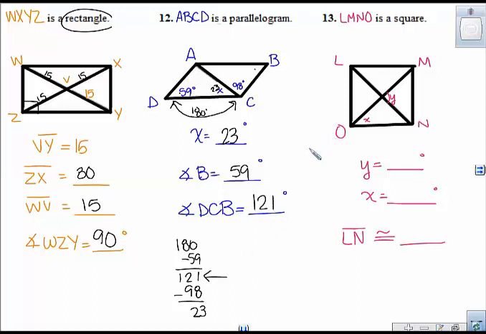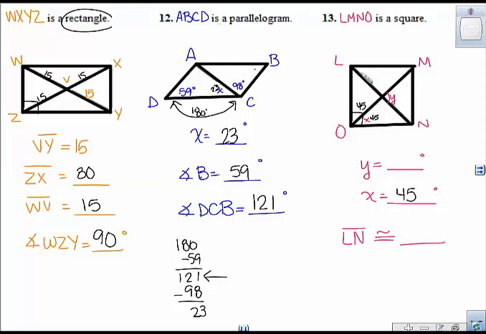The next example asks us to find angle X and angle Y, and they tell us that LMNO is a square. So we know that this entire angle is 90 because all the angles of a square are 90 degrees. And you need to remember that the diagonals are bisecting the angles. So these two angles are congruent to each other. So these two angles would both be 45 degrees because I just took 90 and divided by 2. So X is 45 degrees.